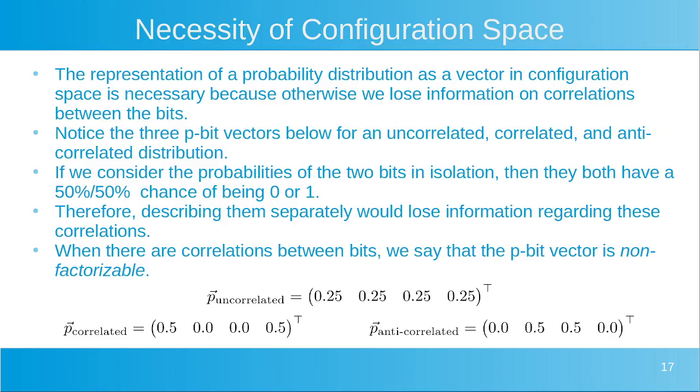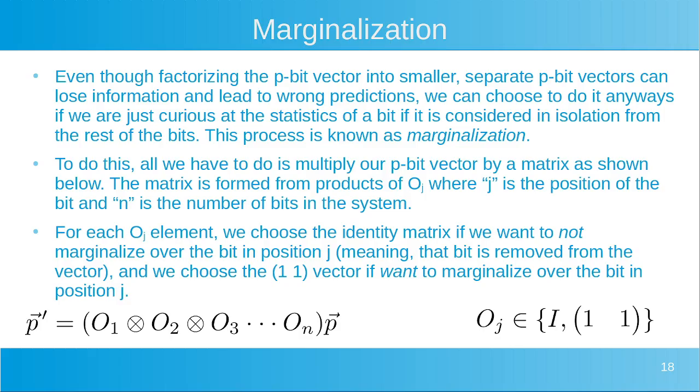So it's a necessity when you're describing a probabilistic system to use this representation in configuration space. You can't represent the p-bit vectors individually. Even though factorizing the p-bit vector into smaller separate p-bit vectors can lose information and lead to wrong predictions, we can choose to do it anyways if we want, if we're just curious about the statistics on bits considered in isolation from the rest of the system. So for example, if we have a system of 3 qubits and we're only ever going to measure one of them, we can still separate them out just to see what is the probability of just that one bit on its own. And this process is known as marginalization.